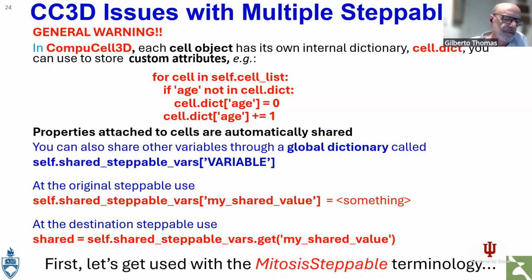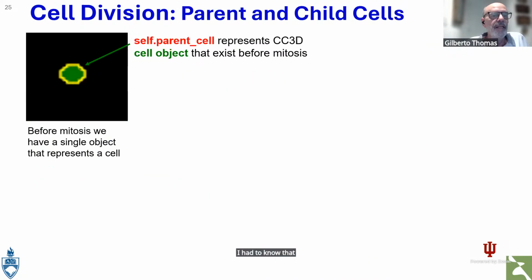Continuing with the MitosisSteppable. This is what I had to note. Self-parent is the cell which is wandering. It's a cell object that exists at the beginning of your simulation. Okay? We have a single cell, a single object that represents the cell.